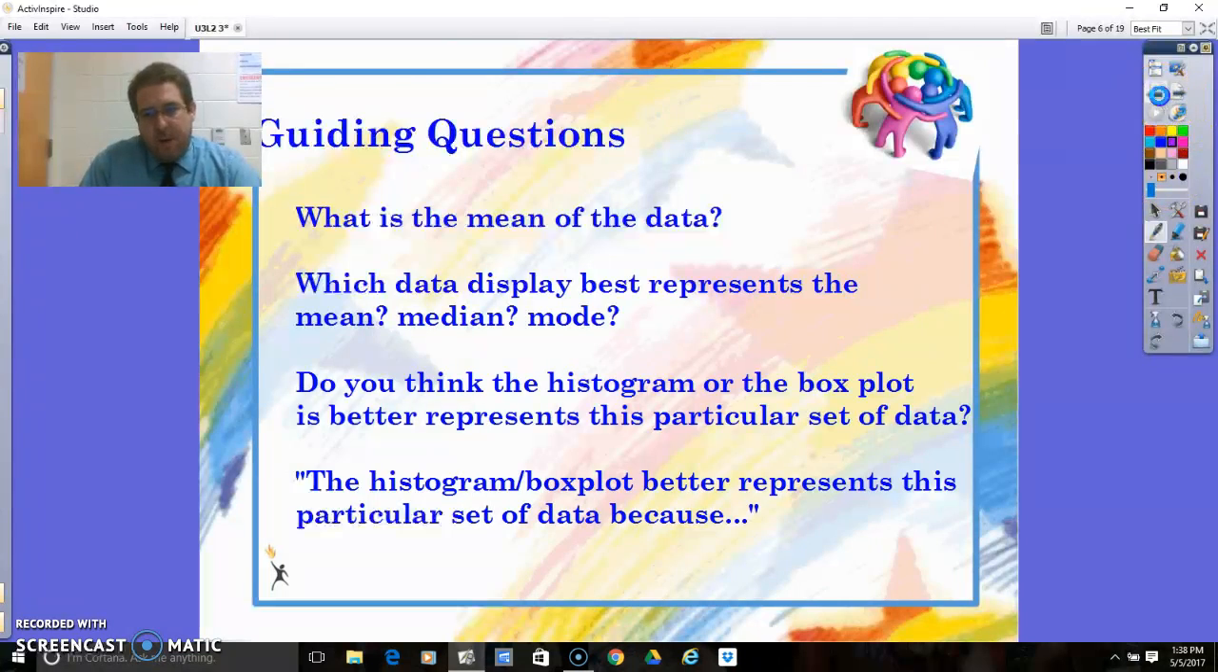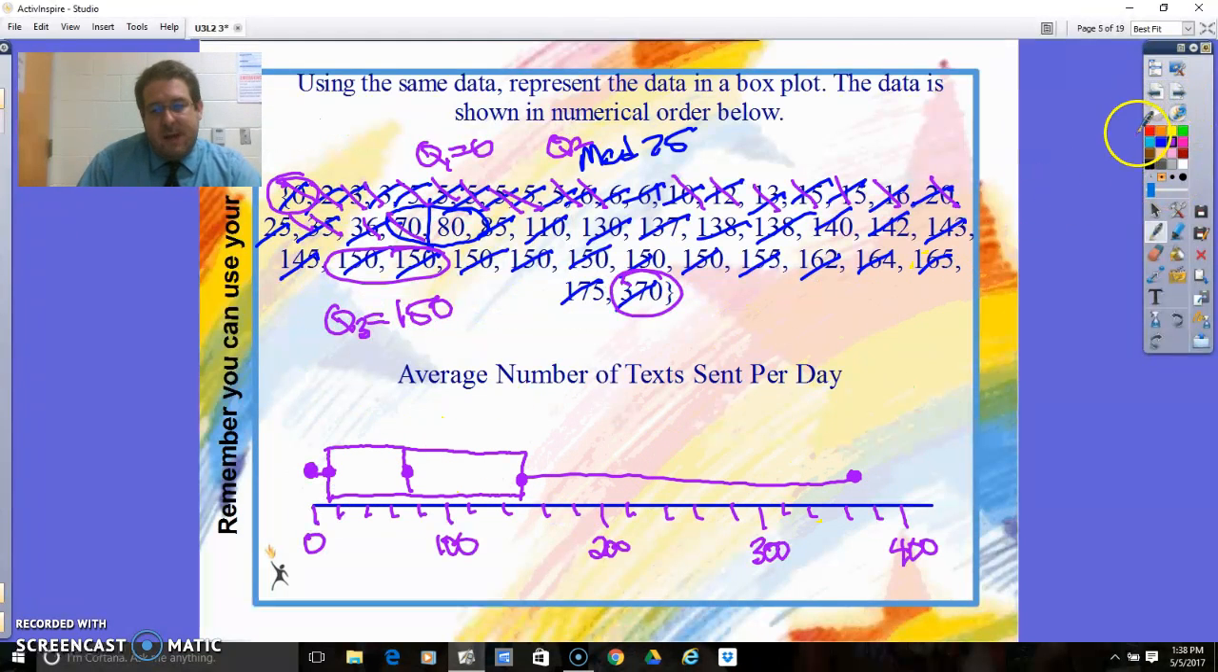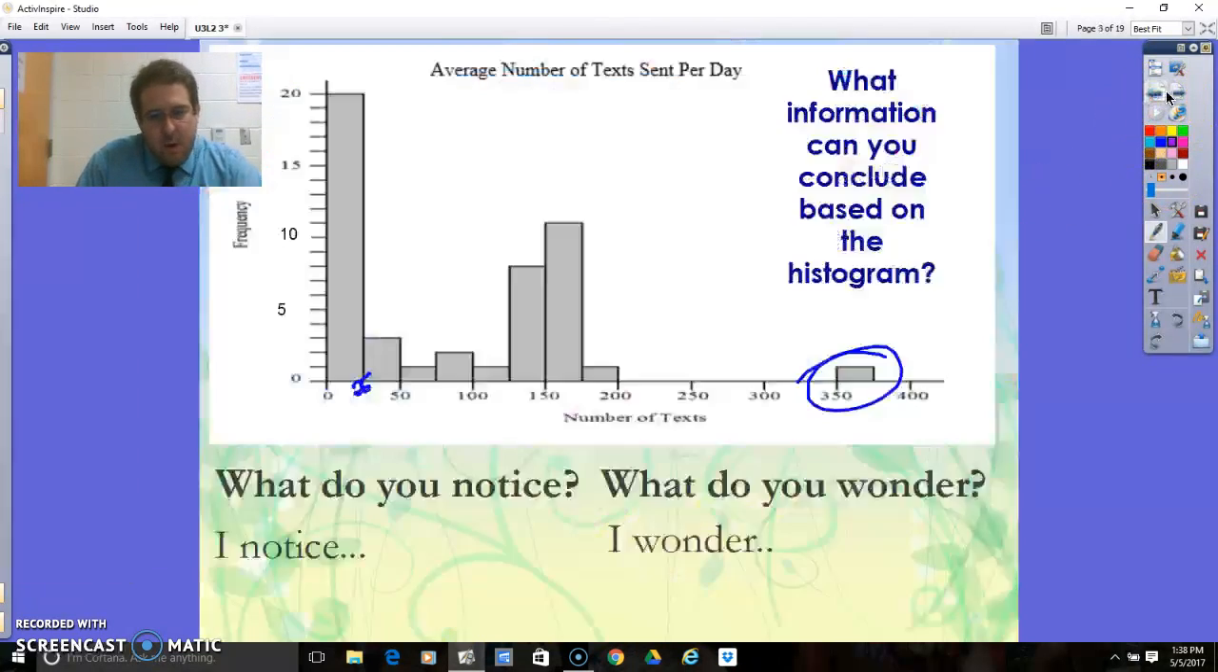Okay, so comparing the box plot, notice that this splits the data up into 4 parts, whereas the histogram, I'm sorry, I called this box plot, it's a histogram. The histogram splits up the data into way more parts. 1, 2, 3, 4, 5, 6, 7, 8, 9.